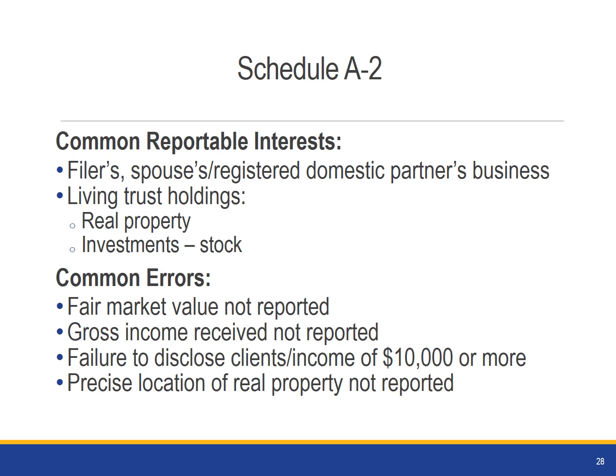The most commonly reportable investment on Schedule A2 is a filer's or spouse's or registered domestic partner's own business or partnership. The most common errors include fair market value not reported, gross income received not reported, failure to disclose client's income of $10,000 or more, and precise location of real property not reported.